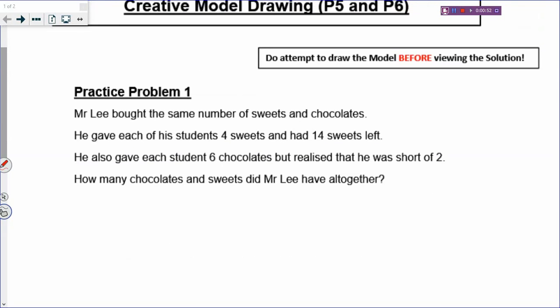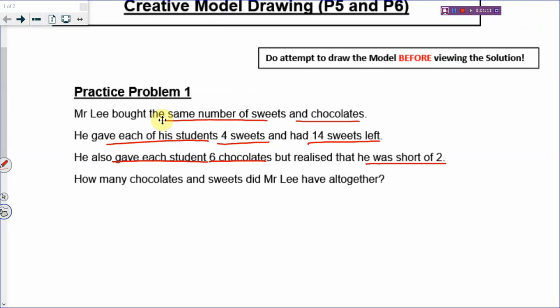So let's look at practice problem 1. Mr. Lee bought the same number of sweets and chocolates. He gave each of his students 4 sweets and had 14 sweets left. He also gave each student 6 chocolates but realized that he was short of 2. So this is an excess and shortage problem.